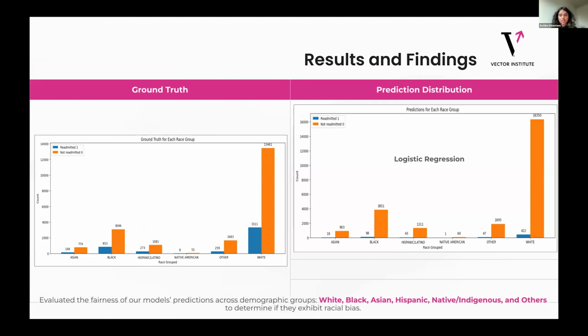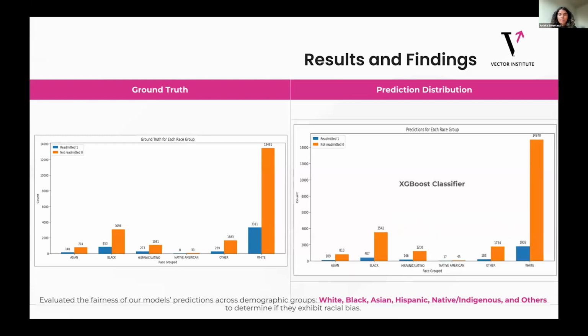Now, in the case of logistic regression, we can see that even though the accuracy was relatively higher than the rest, most of the time it tends to predict that the patient does not get readmitted. In the case of the XGBoost classifier, it seems to do a much better job at predicting whether the patient gets readmitted or not. But it still does not perform as ideally as we would want it to.